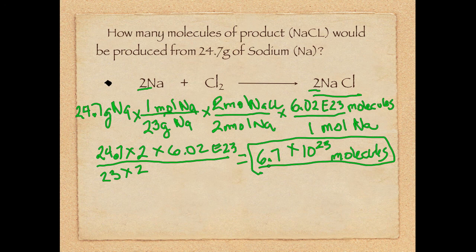So what we're really saying is if we're using 24.7 grams of sodium in this particular problem, we will yield 62.8 grams, which will come out to 6.7 times 10 to the 23 molecules of sodium chloride. That's really what we're talking about when we talk about stoichiometry: being able to work these equations so that you can find out what the total yield is in terms of grams, molecules, or moles. Just by using all the factoring that we showed you and lots of practice, you'll get better at it.